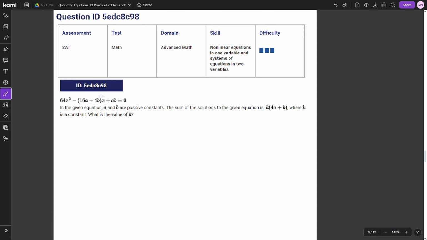Question number 9. Here they give us this equation, and they say that the sum of the solutions is k times 4a plus b. Then they're asking us to find the value of k. Now, once again, if you remember, whenever you have an equation in the form of ax squared plus bx plus c, the sum of the solutions is going to be negative b over a. So here in our equation, our a is going to be 64, our b is going to be negative 16a plus 4b, and then our c is going to be ab.